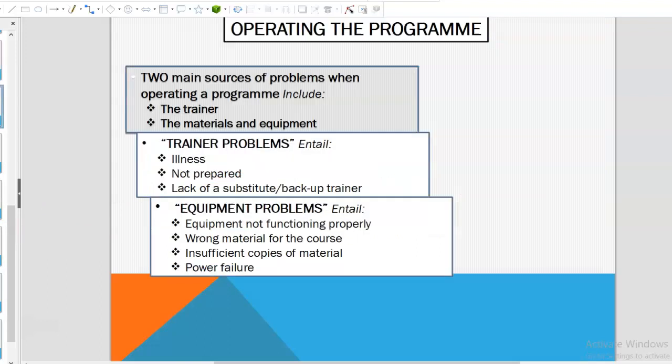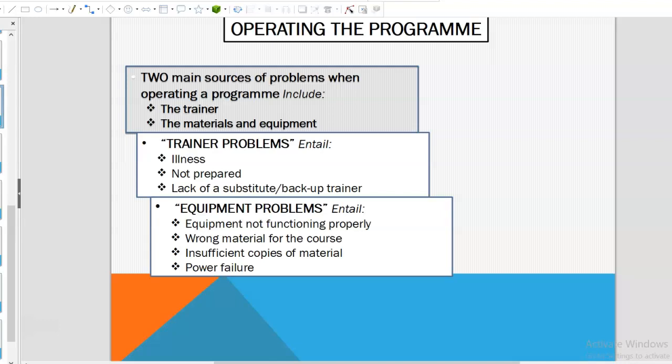The second part, when training is now going on, is the operation part of it. It is sort of like introduction, body, conclusion. Now we are dealing with the body during the training. The operation part of it says that two main sources of problems when operating a program include the trainer and the materials and equipment. The trainer, the materials, and equipment.